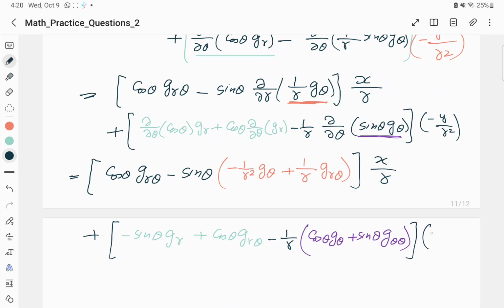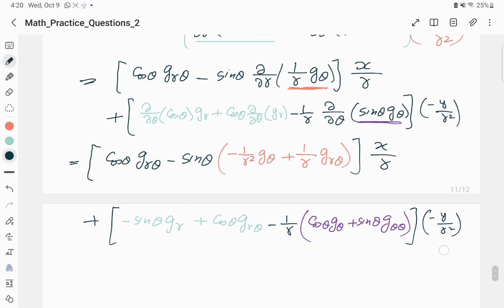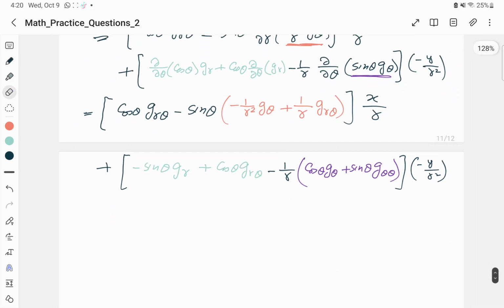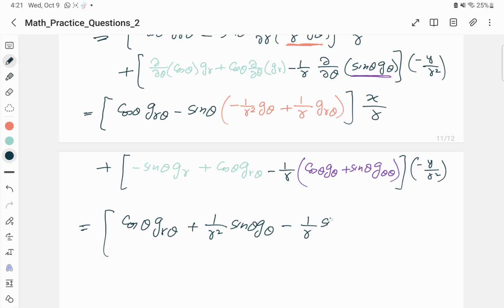And here outside we have negative y over r square. Let's do further simplifications. Now I first simplify the bracket, and then we will multiply with x over r. So this will be equal to cos theta g_r theta, plus 1 over r square sine theta g_theta. I'm basically multiplying over here. Then minus plus minus, it will be 1 over r sine theta and g_r theta.